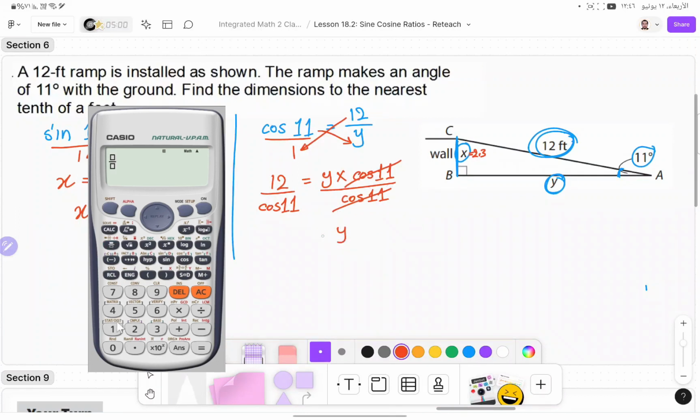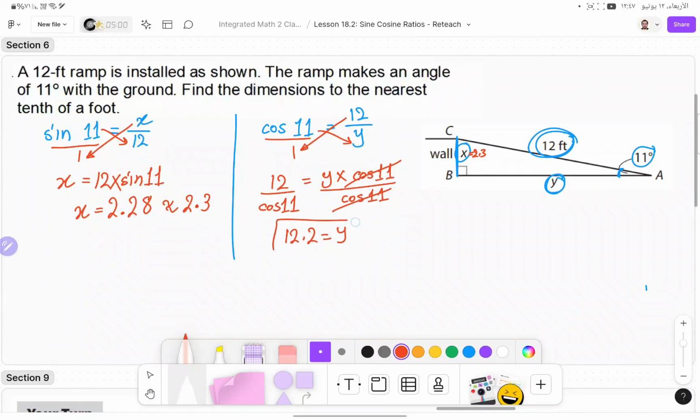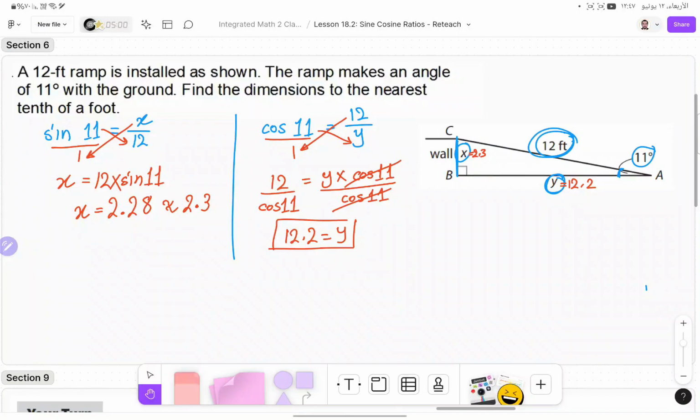So y is equal to 12 divided by cosine 11, which is 12.2. So this one here is y. So y is equal to 12.2. Okay, so as you can see, we have 2.3 for x and 12.2 for y, and I hope you understand this. Okay, let's take another example.